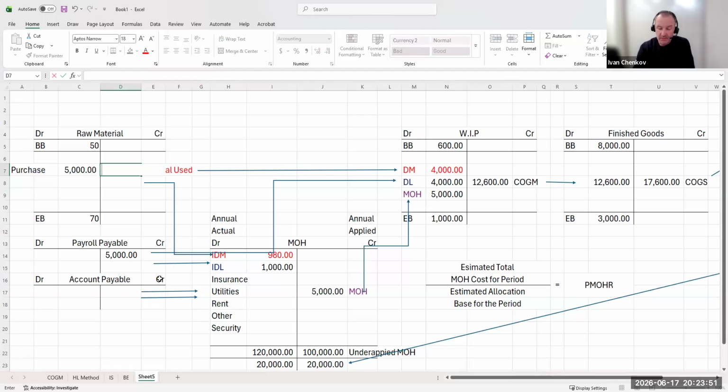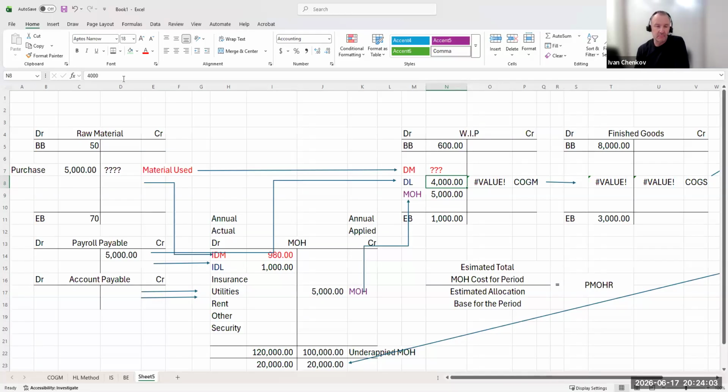And what else is going to be hidden? Let's say this number is going to be hidden for you. And the question is going to ask you, okay, how much is the direct material which was used during the period? And you're going to say, oh my God, I cannot calculate it. What am I going to do now?